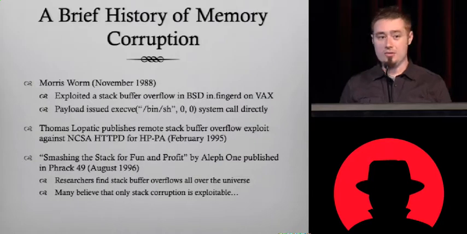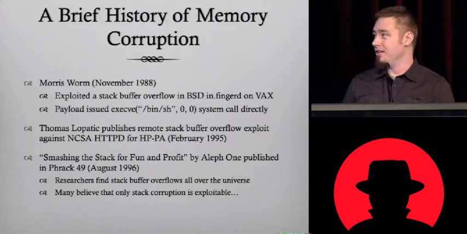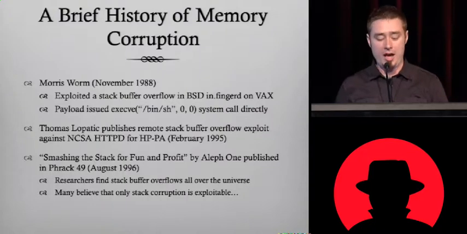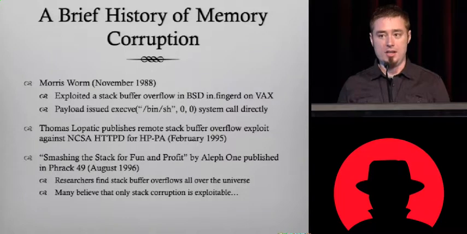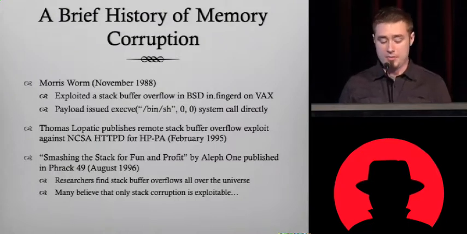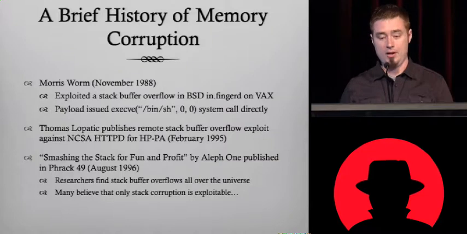And this technique, which was lost to time, was rediscovered by Thomas Lopatic in February 1995 and published on Bugtraq, showing how he exploited a stack buffer overflow in NCSA HTTPD. He was working through it, and he wasn't really aware that he was doing basically the exact same thing, but for a different architecture, that Robert Morris had done years before. But finally, with the Phrack article by Aleph One, it was democratized. People started finding these bugs everywhere.